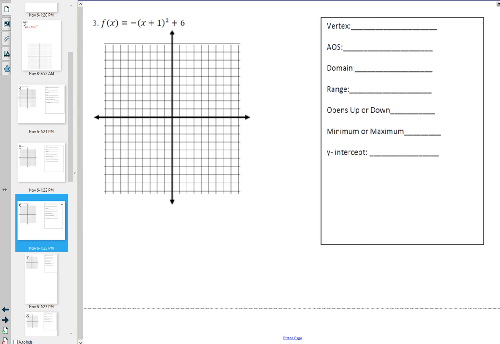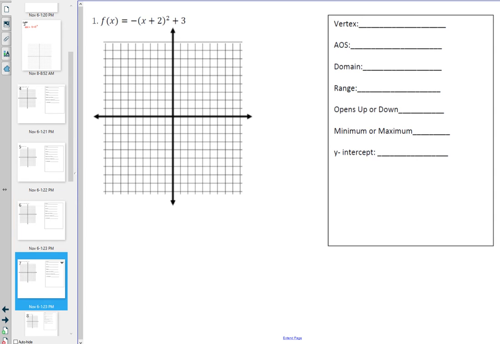Okay, so this one then we didn't do? No, we didn't. Okay. So notice that this is in vertex form because of the parentheses. Let's identify A, H, and K. What's A here? -1, which means the parabola is going to face down.